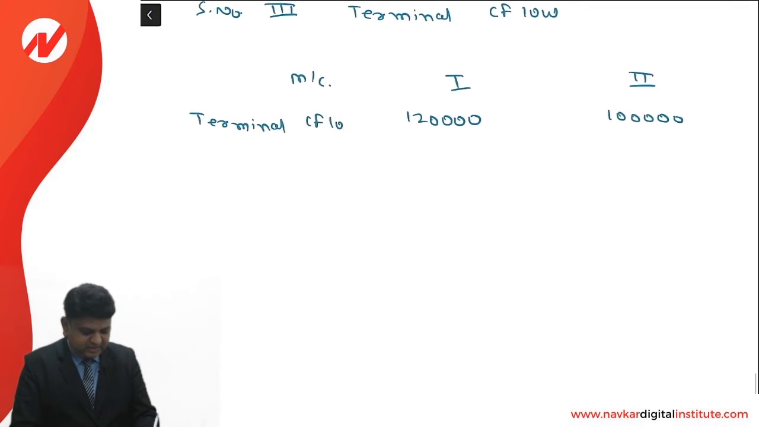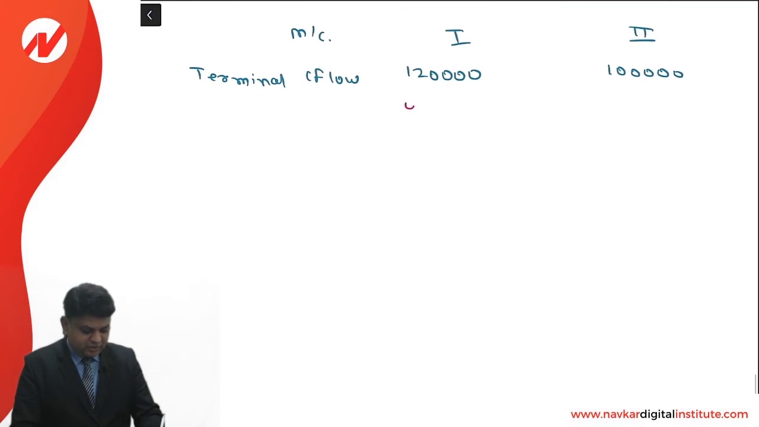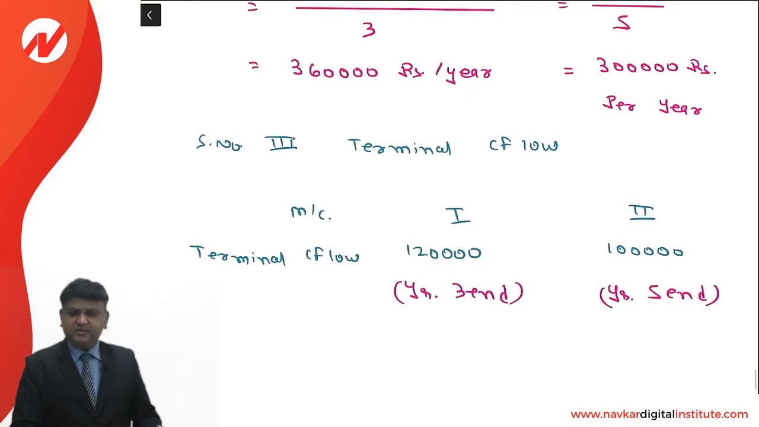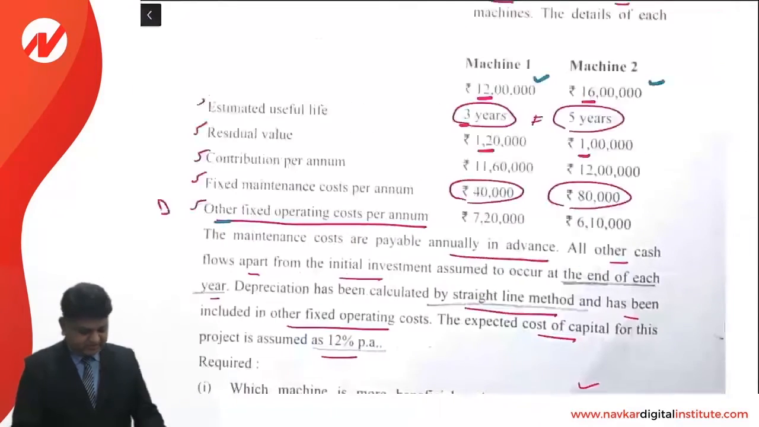That is terminal cash flow. This amount is going to be received at year 3 end, and this amount is going to be received at year 5 end. That is the way the terminal cash flow can be calculated for each of the machinery.